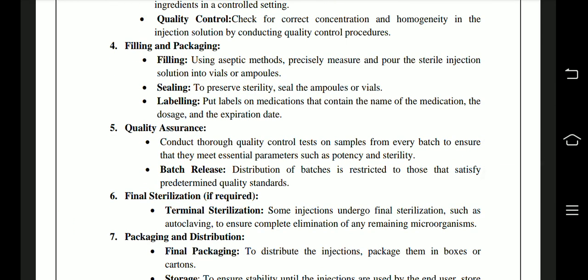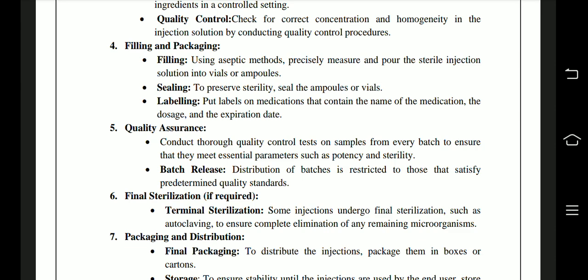Fourth one is filling and packaging. Filling: using aseptic methods, precisely measure and pour the sterile injection solution into vials or ampoules. Sealing: to preserve sterility, seal the ampoules or vials. Labeling: put a label on the medication that contains the name of the medication, the dosage, and the expiry date.